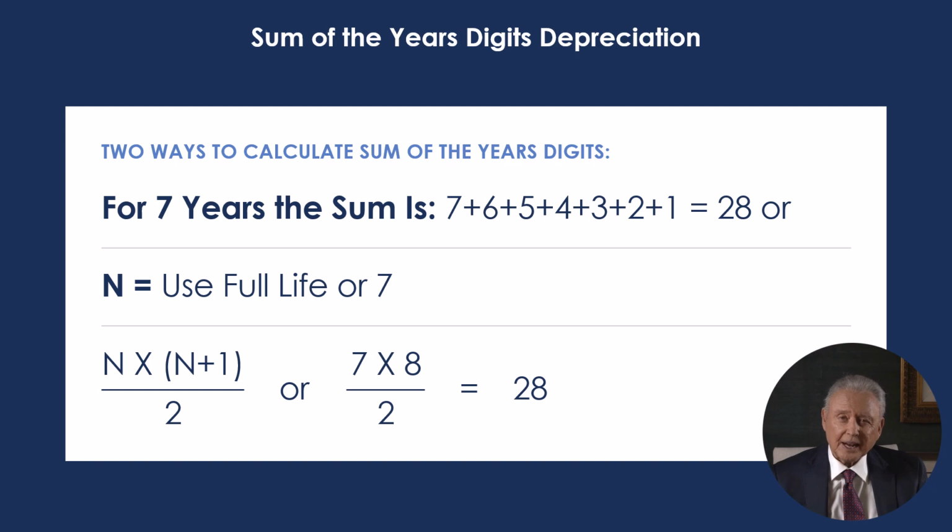There are two ways to arrive at the sum of the year's digits. In this example, we're using 7 years of useful life. Method 1, add up the digits for n, the number of years: 7, 6, 5, 4, 3, 2, 1. That equals 28. Method 2, n times n plus 1 divided by 2. 7 times 8 equals 56. Divided by 2 equals 28. Try it with 10 years. 10 times 11 equals 110. Divide by 2 and you get 55, just like summing 1 through 10.